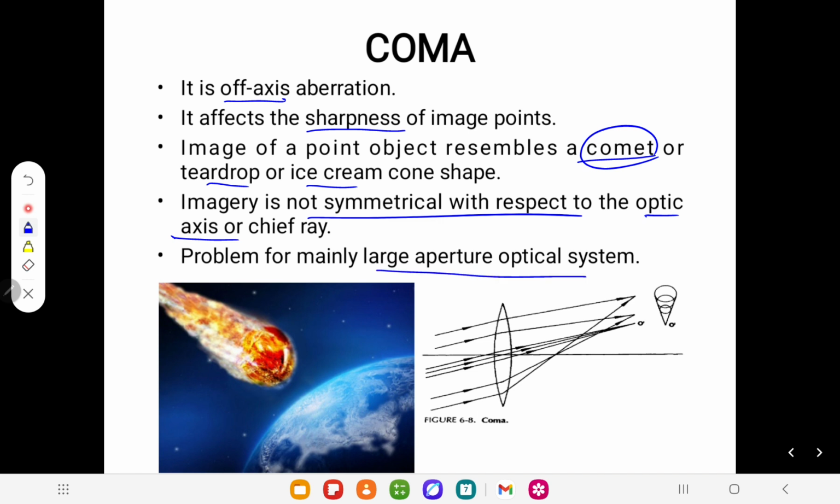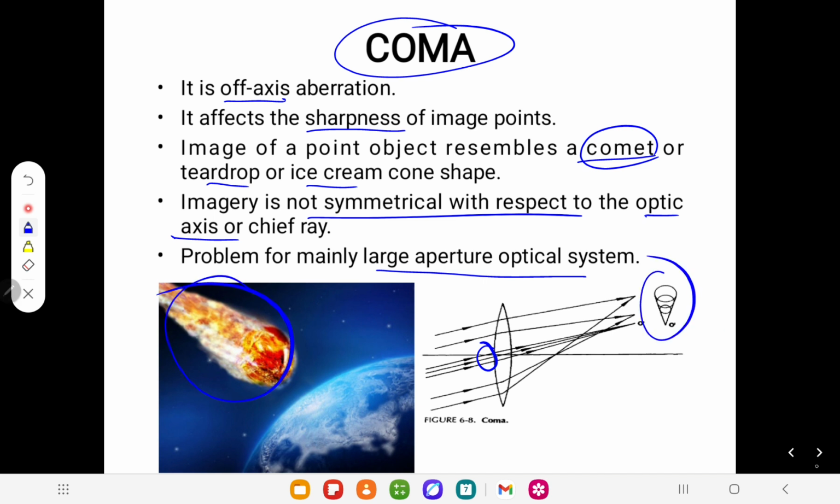If the aperture size is smaller, then the entrance pupil, or entrance pupil and exit pupil, are smaller, and the problem of coma reduces. The same thing applies for spherical aberration too, isn't it? They both are mainly large aperture optical system problems. If the aperture is smaller, then the chances of coma get much less. And the same thing you will hear in the case of Zernike polynomials too. Okay, so let's move on. This is just a picture of a comet.